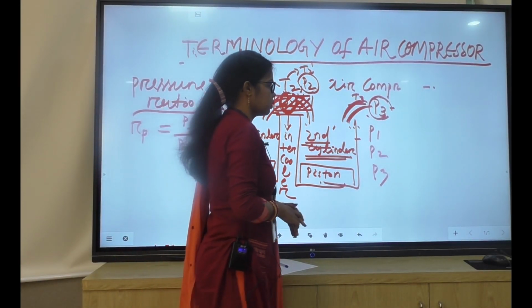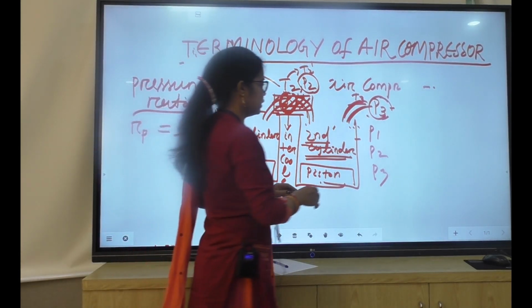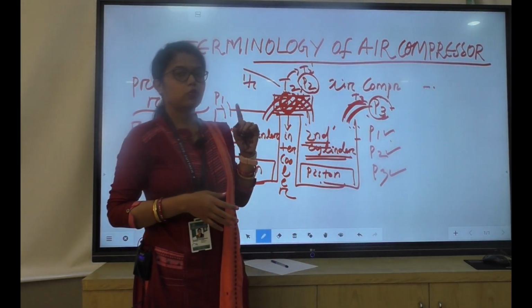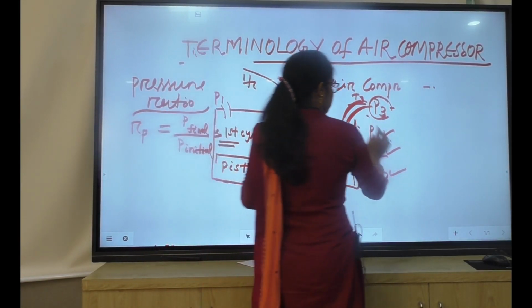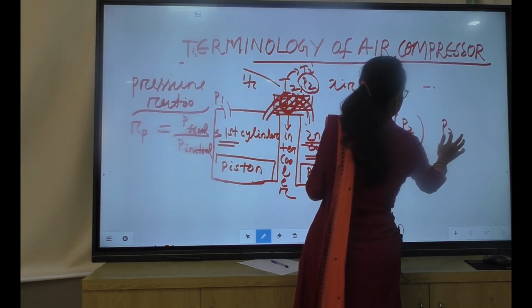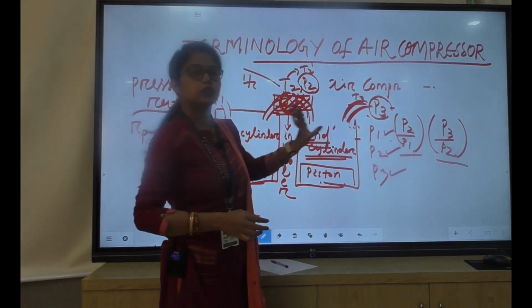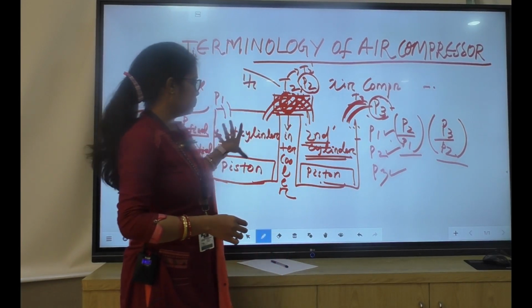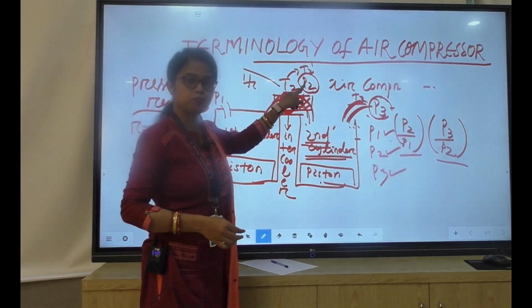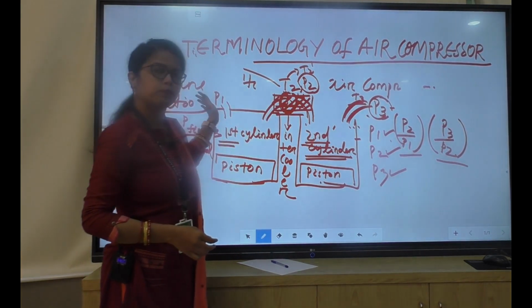Okay. So, how many pressure ratios will be here? There are 3 pressures, that is why there will be 2 pressure ratios. How? One is P2 by P1 and another is P3 by P2. One is P2 by P1, that is for the first cylinder. For the first cylinder, the exit pressure is P2 and the inlet pressure is P1 and the pressure ratio is P2 divided by P1. Clear?